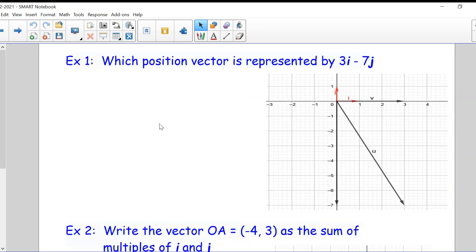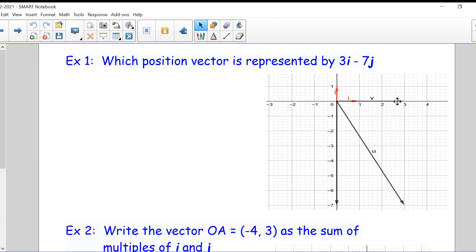So which position vector is represented by 3i minus 7j? Well, I'm taking the i vector and I'm scaling it. I'm going along this line here by 3, and I'm taking the j vector and scaling it by minus 7. So first of all, it's going in the opposite direction. It's going down.